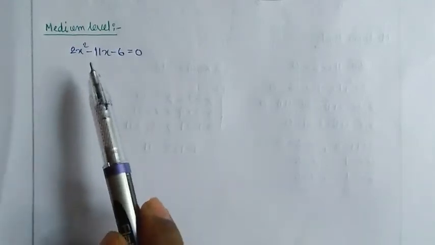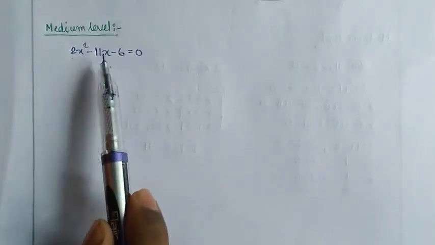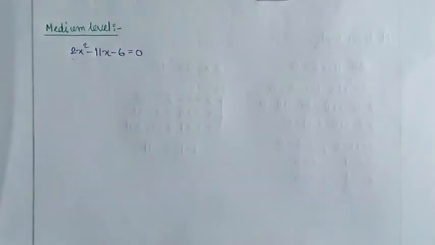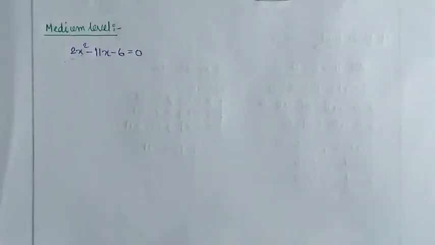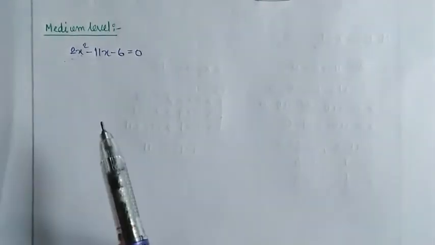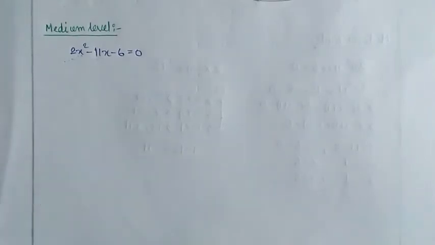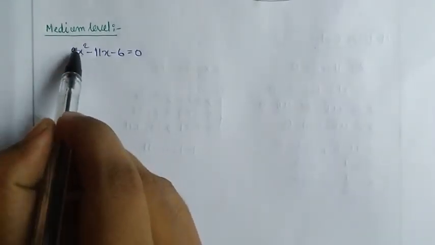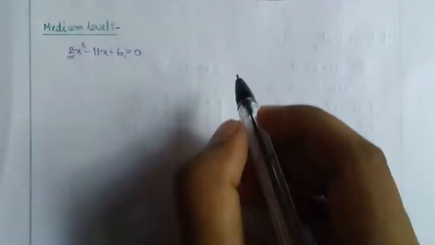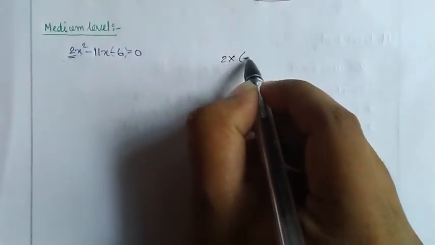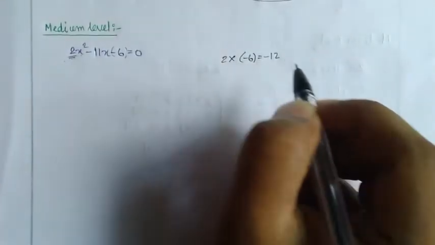Next, let us consider a medium level question. The question is 2x square minus 11x minus 6 equal to 0. Here you have noticed that the coefficient of x square is 2. But in easy level question, the coefficient of x square is 1. This also changes our first step. Here in our first step, we will multiply this coefficient of x square and the constant term. Multiplying them we get 2 into minus 6 equal to minus 12.